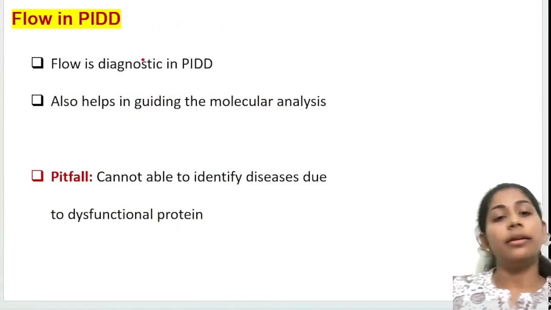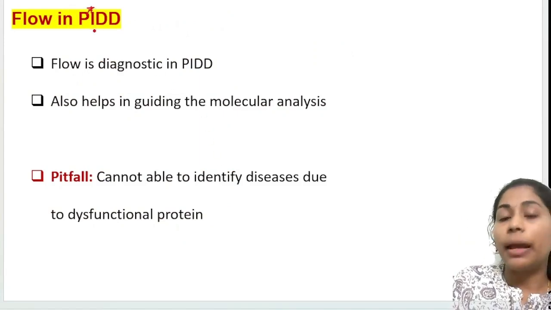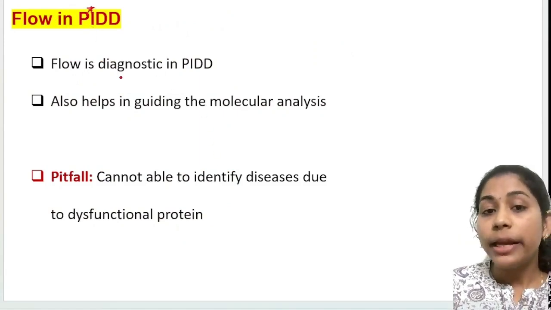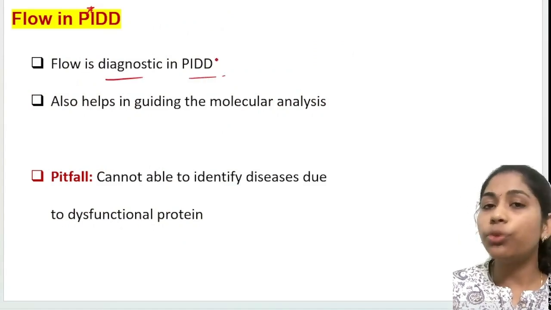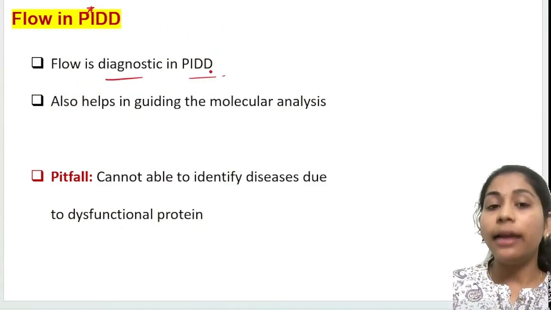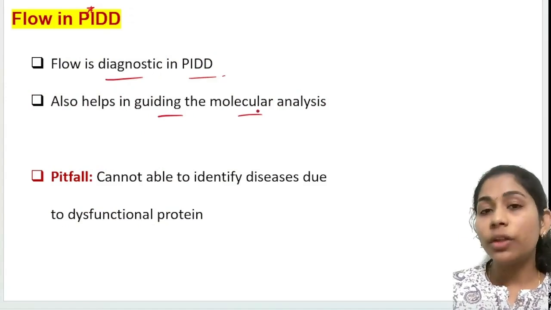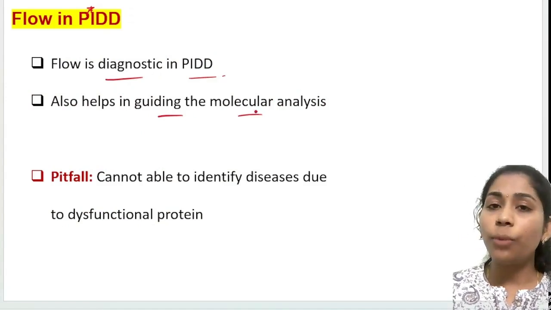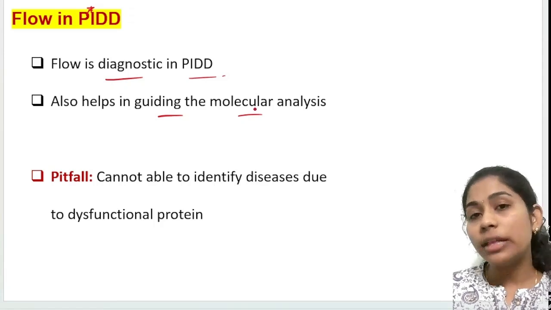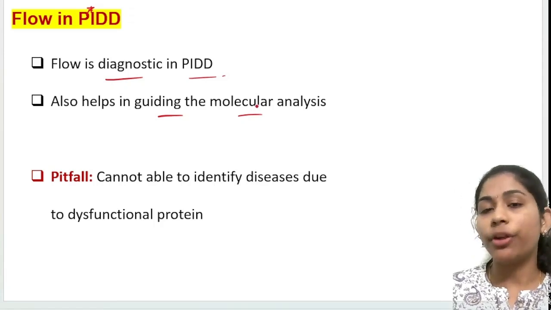Then the main important one, the PIDD, primary immunodeficiency disorders. Flow is diagnostic in most of the primary immunodeficiency disorders, and it also helps guide the molecular analysis to do, in which syndrome, what gene we have to test. It also guides the clinician to go for molecular analysis.